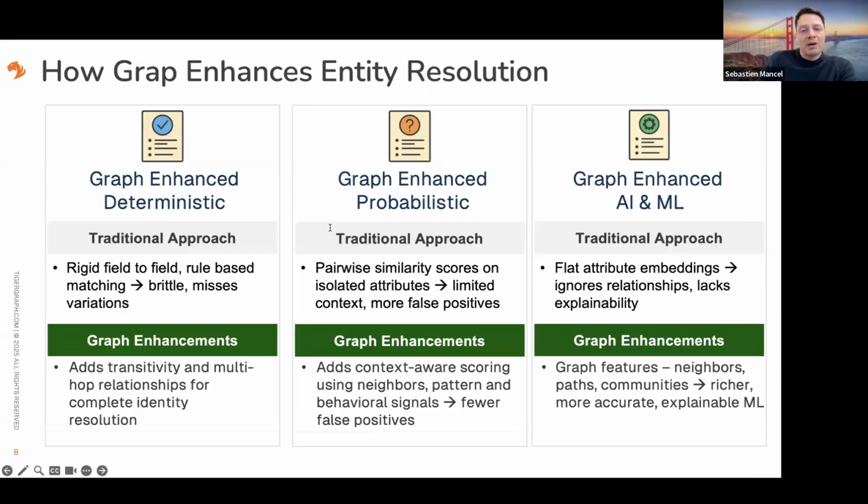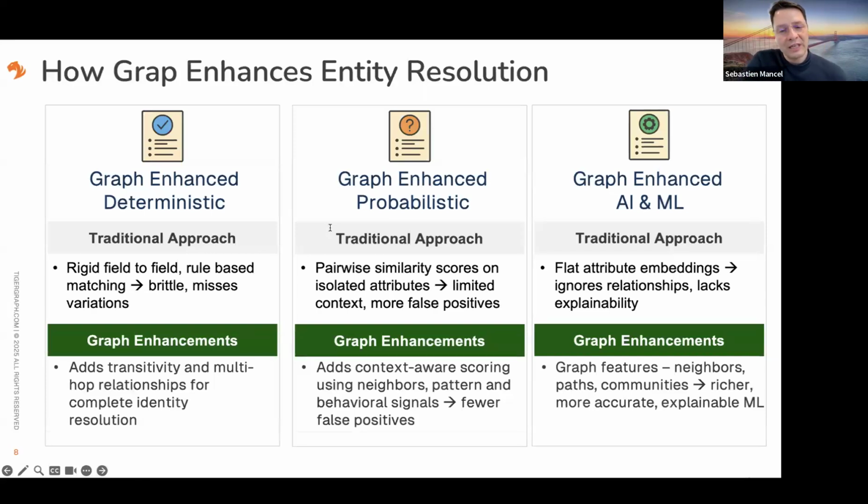Then probabilistic models use similarity scores, how likely two records are to represent the same person. But those traditional models look at each pair in isolation. And so what graph adds is context-aware scoring. It uses connected data like shared merchants, devices, or behavior to reduce false positives and increase accuracy.